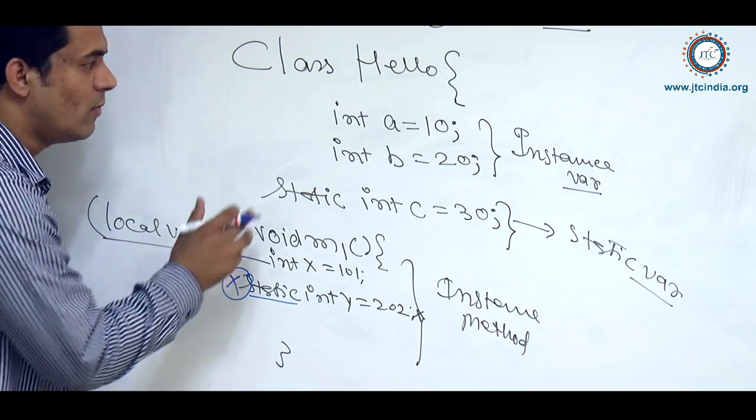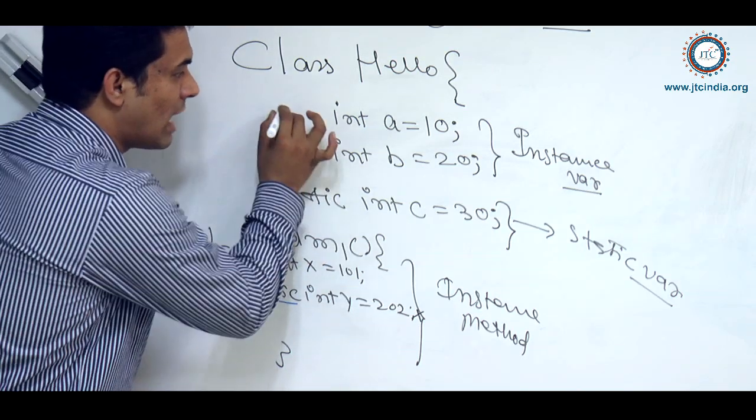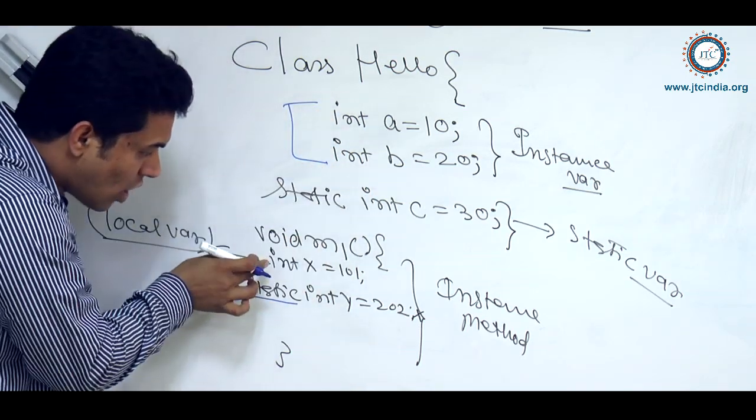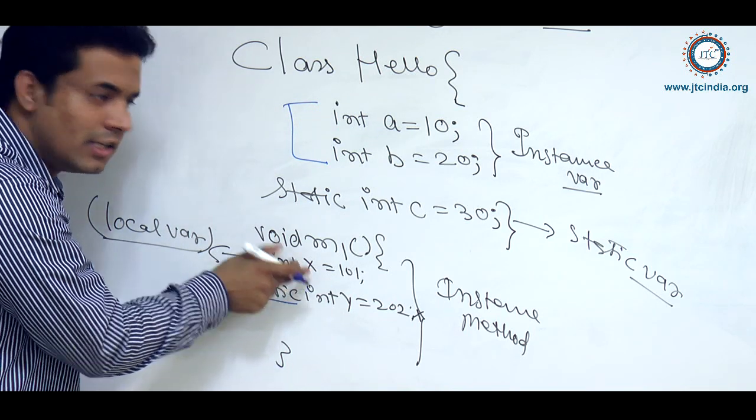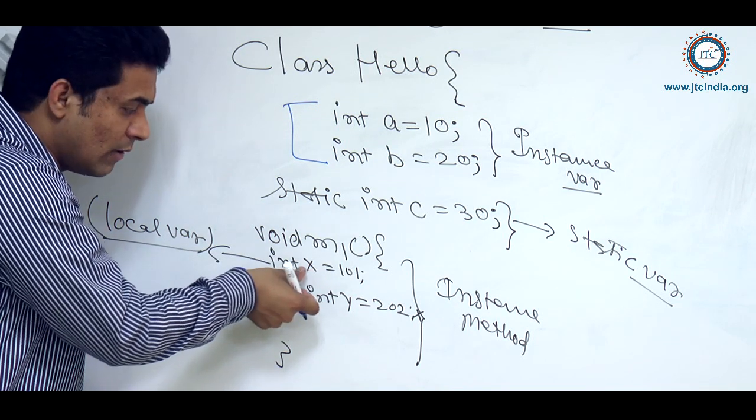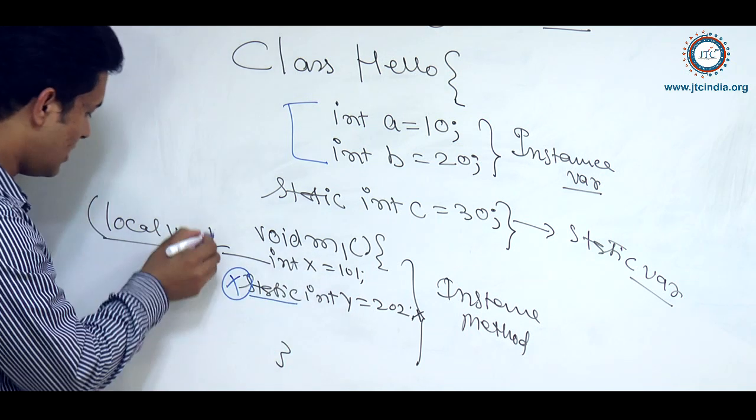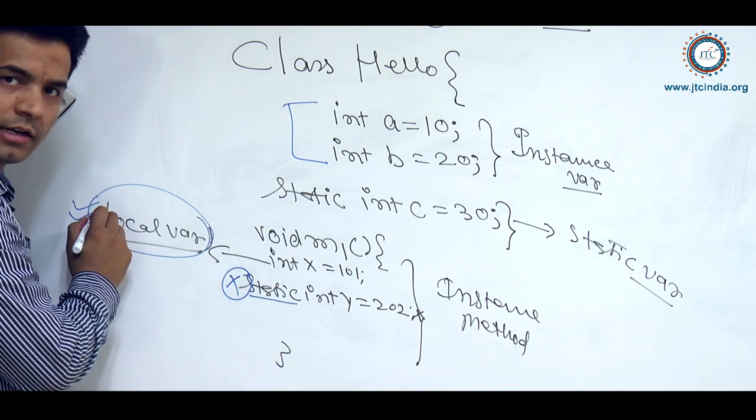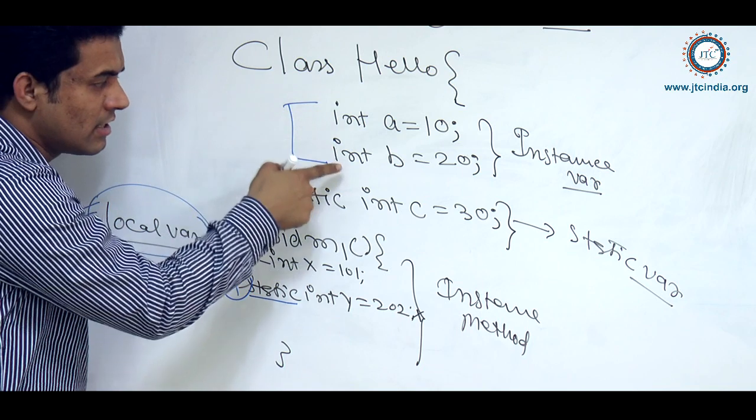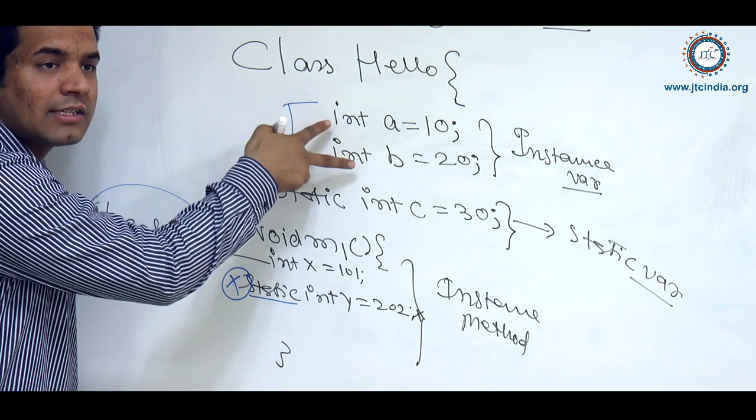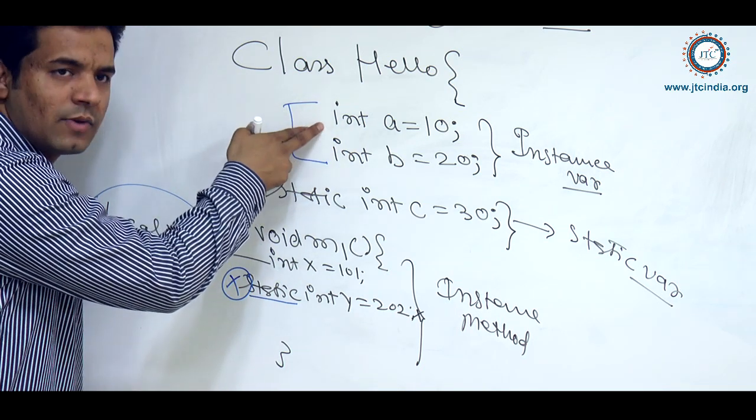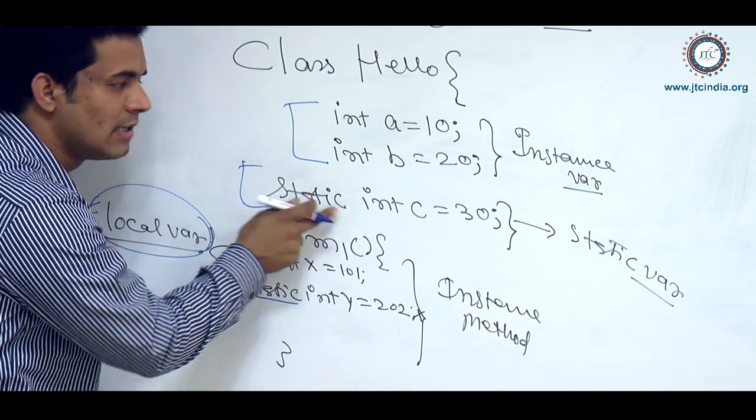Clear? So that is what I was talking about, directly inside the class, and this is not directly inside the class. It is inside the method. So if it is inside the method, we call it a local variable, done. And if it is directly inside the class, we call it a class level variable, okay, but it is an instance variable.